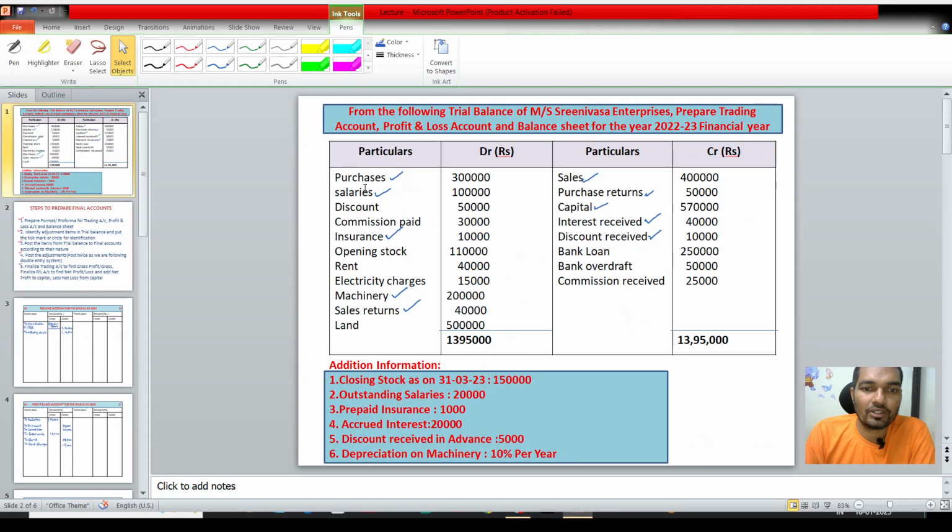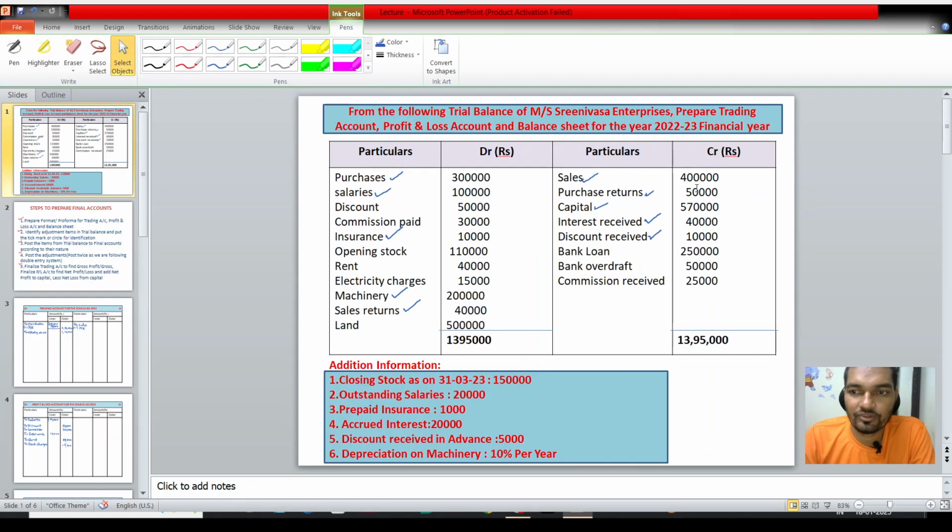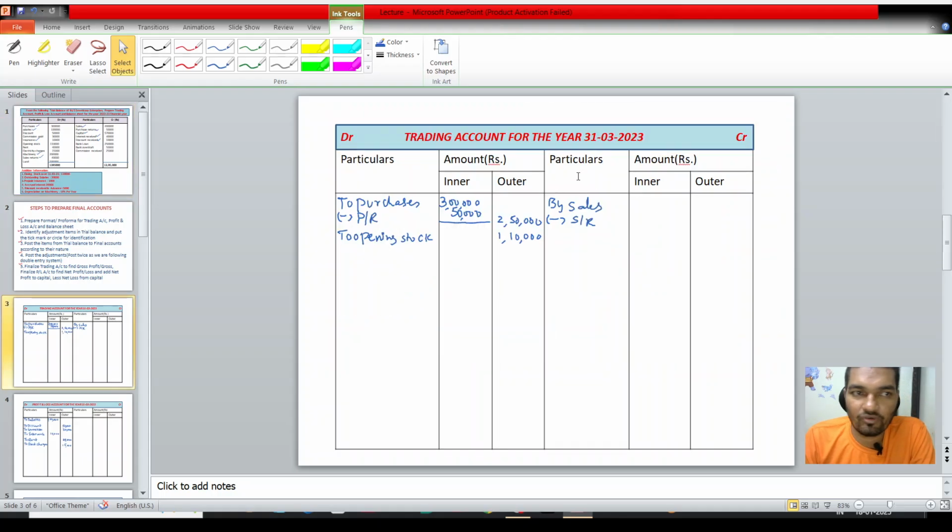So all the debit side items are completed, and we will move to the credit side. On the credit side, the first item is sales. So sales we have to show on the credit side of the trading account, by sales, and what we need to do is subtract sales returns. So first of all, what is the value of sales? 4 lakhs. Sales returns 40,000 rupees. So sales 4 lakhs, show in the inner column 4 lakhs minus the amount of sales returns 40,000.